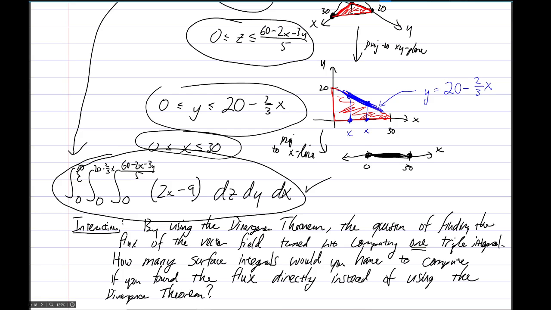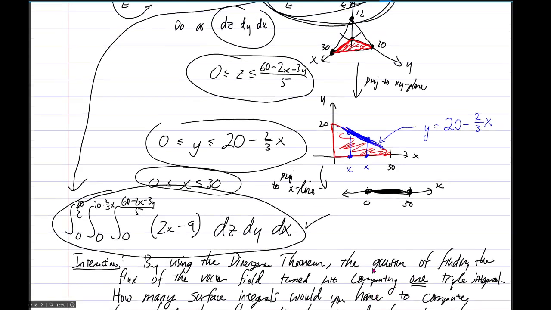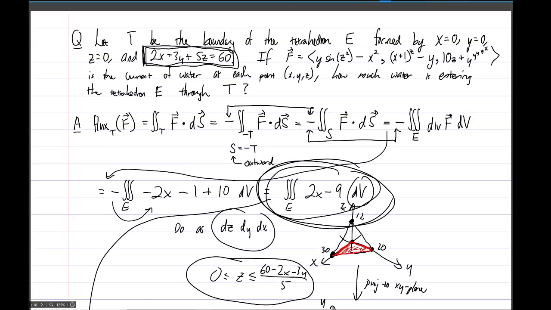Okay, so by using the divergence theorem, the question of finding the flux of this given vector field turned into computing one triple integral. On the other hand, how many surface integrals would you have to compute if you found the flux of this vector field directly across the surface T instead of using the divergence theorem? So that is, going back to this question, if you were to do it directly, let's say you didn't know the divergence theorem, there'd still be a way to do this question. How many surface integrals would you have to compute?